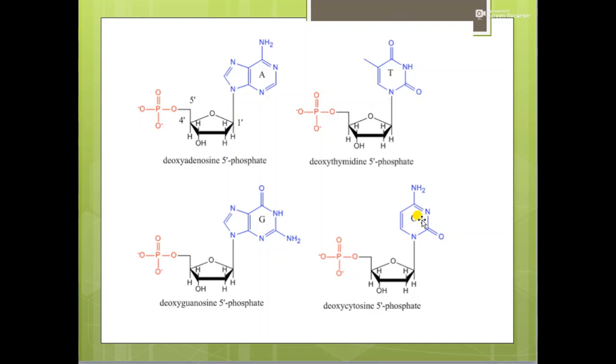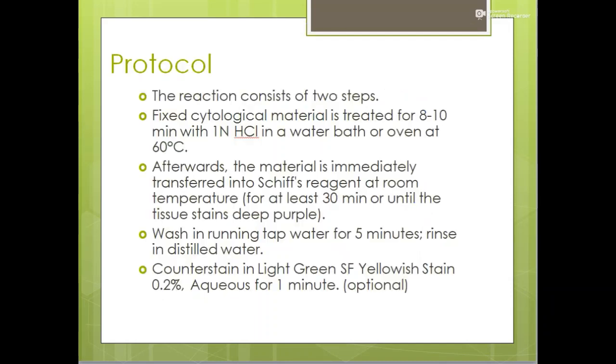Now, how does Feulgen staining enable you to see your DNA? That's what we are going to see. During the process of Feulgen staining, there are different modifications of this technique, but the basic thing includes two steps. The first step is to treat the cytologically fixed material.